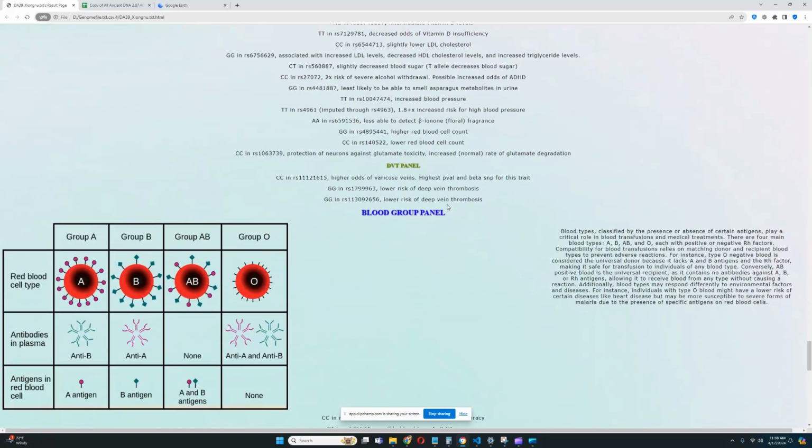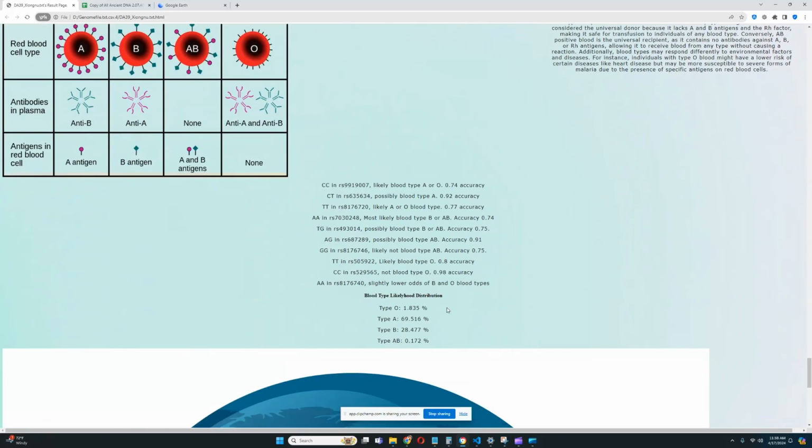I don't really want to talk about any of this here. For blood group panel, let's see his blood type. Yep, so his blood type is actually type A. Type B is also quite possible. 28% likelihood of type B, but most likely it's type A. 69% likelihood of that. Type O is, I guess, sort of possible as well. 1.8%. It's still a chance. And type AB, I would say, is completely out of the question. So he most likely has type A or type B blood type, but more likely type A, like 2 times more likely type A than type B.